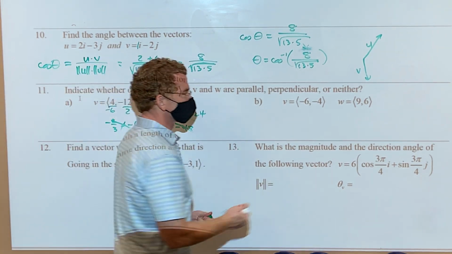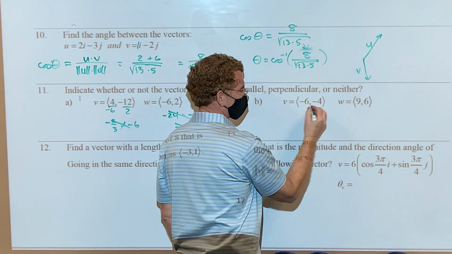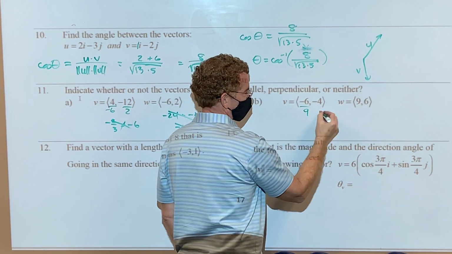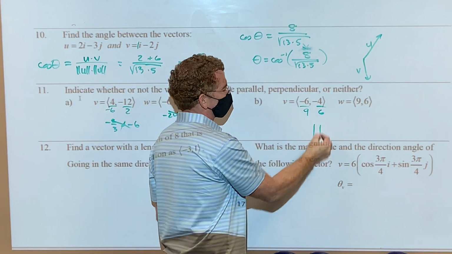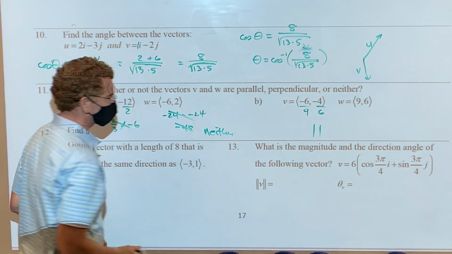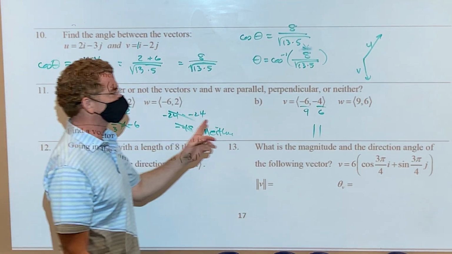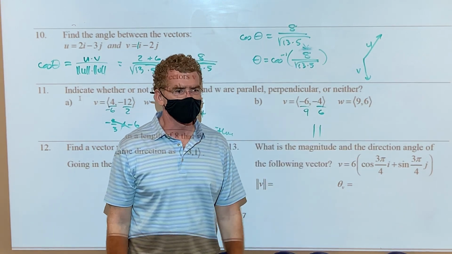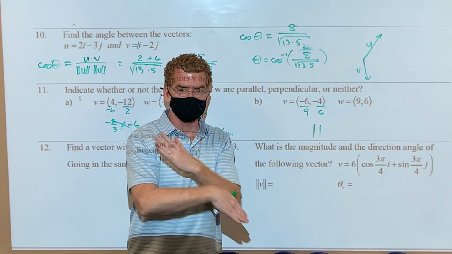What about this one? Are they parallel? Let's check. -6 over the 9, -4 over the 6. Both of those simplify to -2/3. Yes, definitely parallel. But over here, neither. And if I asked you what was the angle between these on B, what would you say? 180, because they're going in opposite directions.